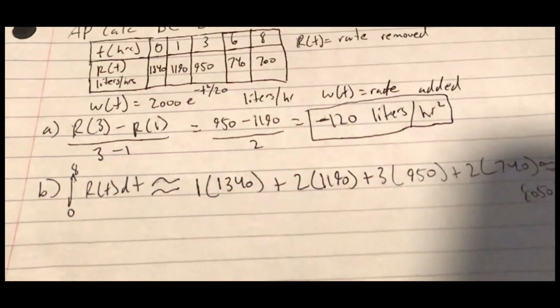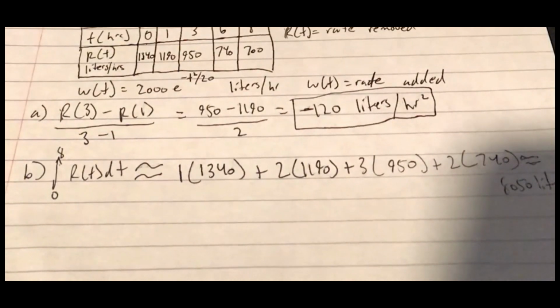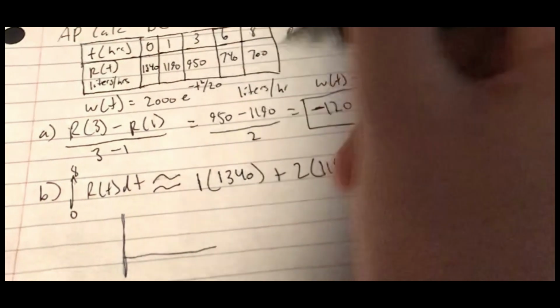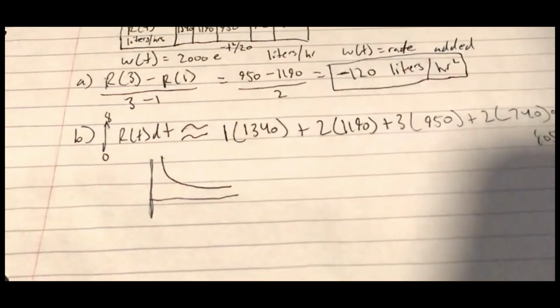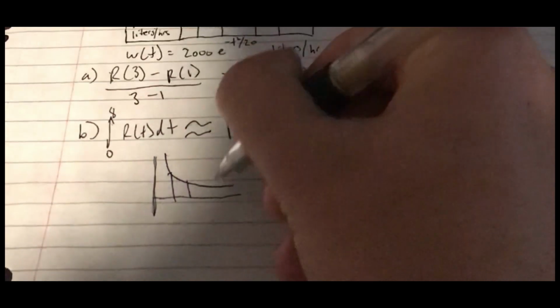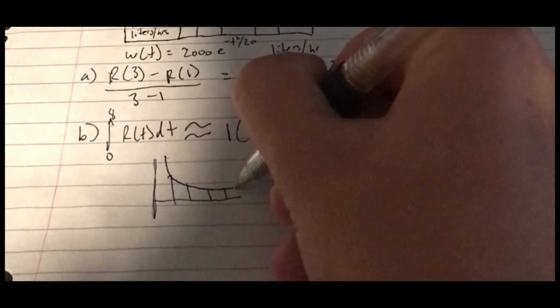And lastly, is this an overestimate or an underestimate? Well, let's think about this. So we have a graph of our function. And we know it's decreasing. So it looks something like this. And we're using endpoints at specific times. So we're splitting it into certain rectangles.